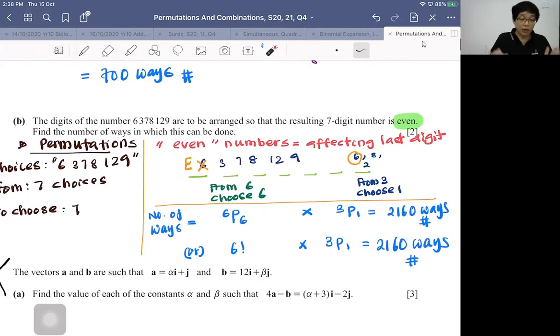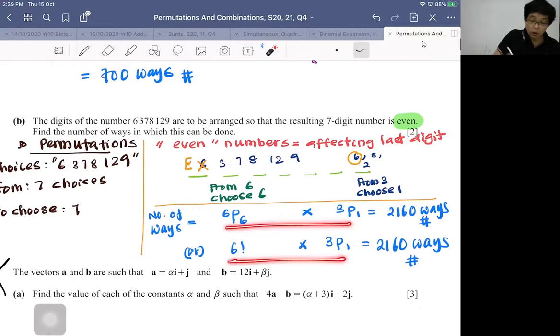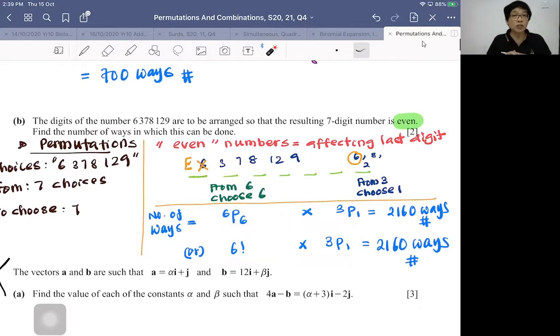Why? Because when you have 6 numbers, once you take up one number, you are left with 5, and once you take up another, you are left with 4. When you take another one, you are left with 3, and so on, until that's called 6 factorial. Either method of arrangement, working with the assistance of a calculator, you will safely arrive at 2160, which is the full mark answer.